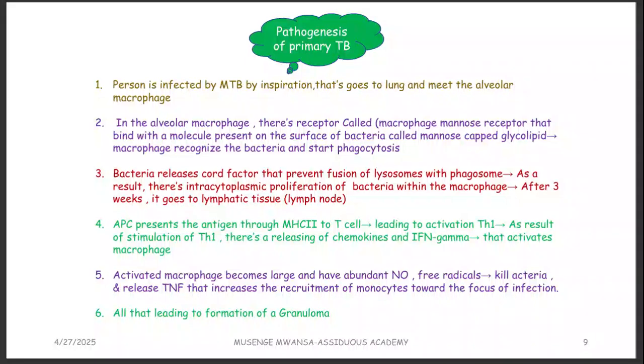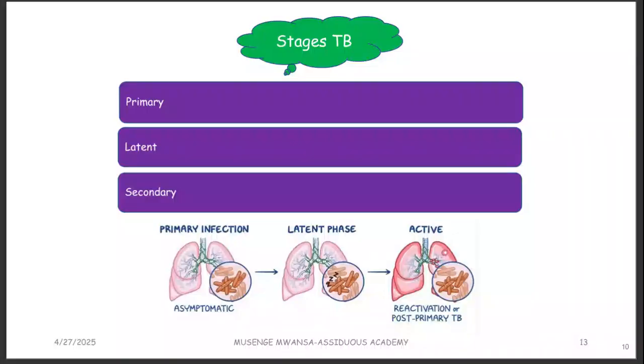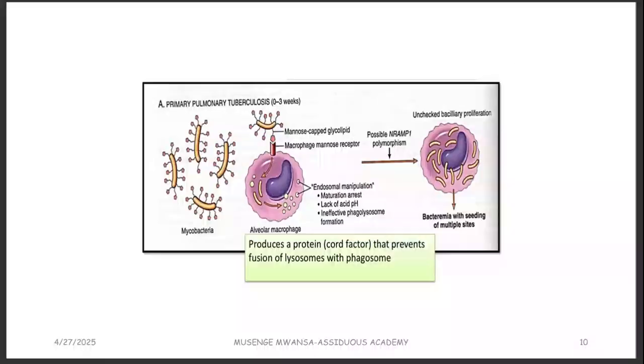So, how does TB really happen? When you look at TB, it's actually split. You have got three stages of TB. You have got primary TB, latent TB, and secondary TB. Primary TB is normally asymptomatic. Latent TB is the condition where it's just resting. And then you have got the secondary TB, which is now the active TB, caused by either reactivation or reinfection.